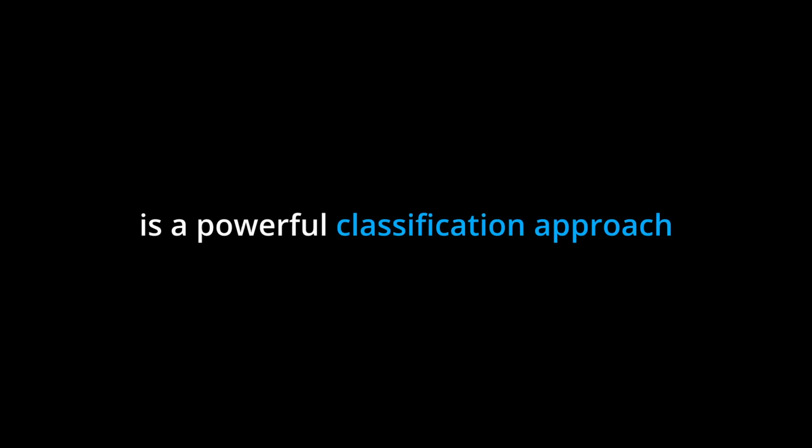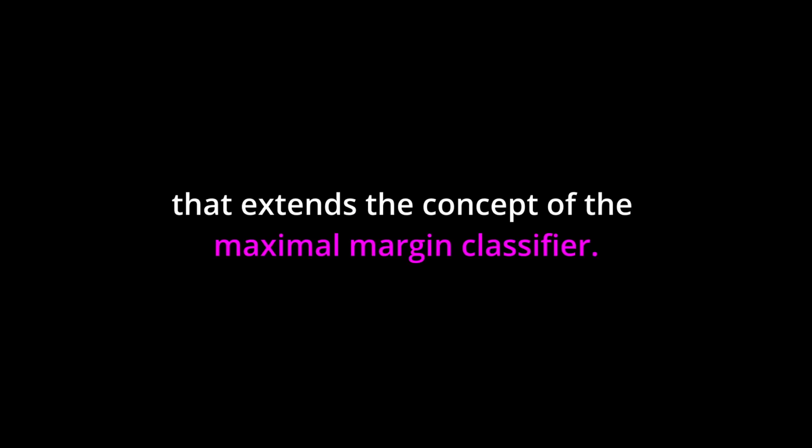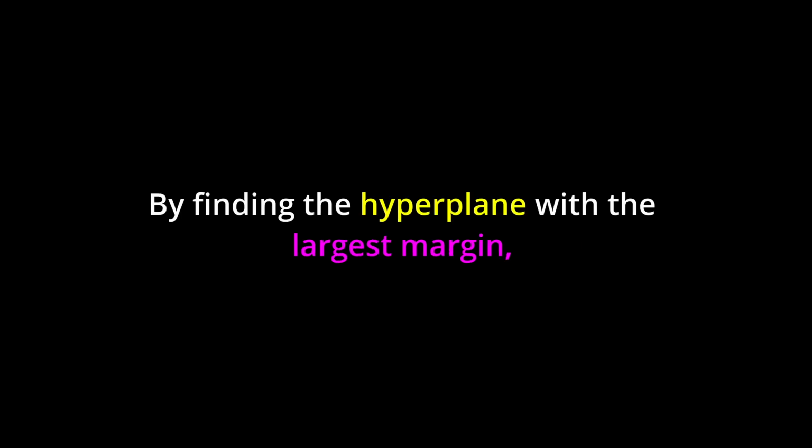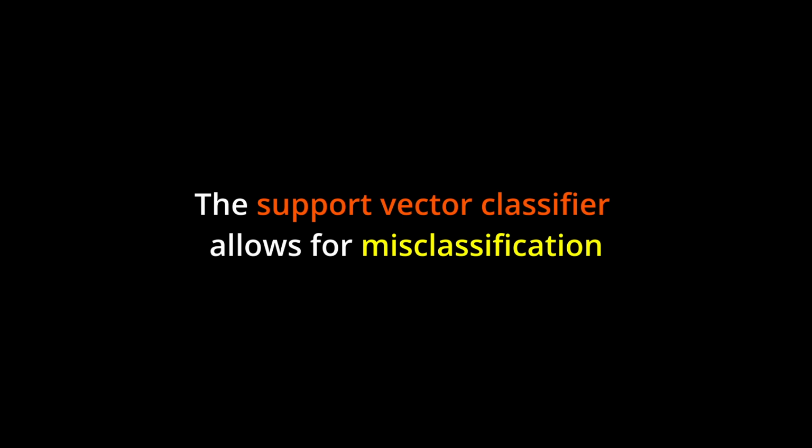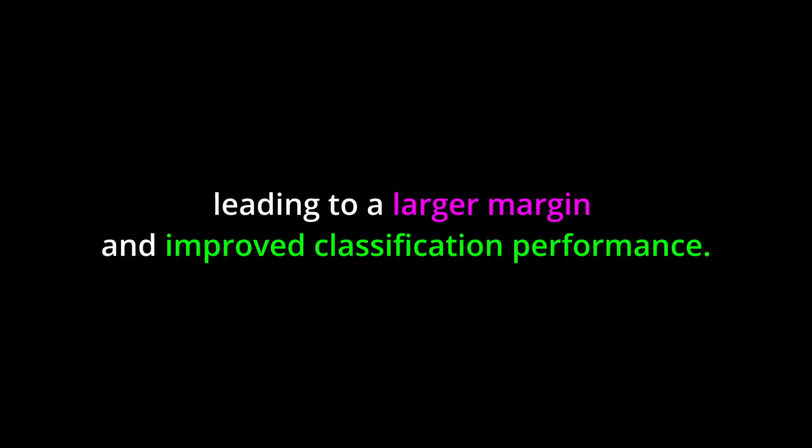Conclusion. Support vector machines, SVM, is a powerful classification approach that extends the concept of the maximal margin classifier. By finding the hyperplane with the largest margin, SVM can achieve better generalization and robustness to individual observations. The support vector classifier allows for misclassification of some training observations, leading to a larger margin and improved classification performance.